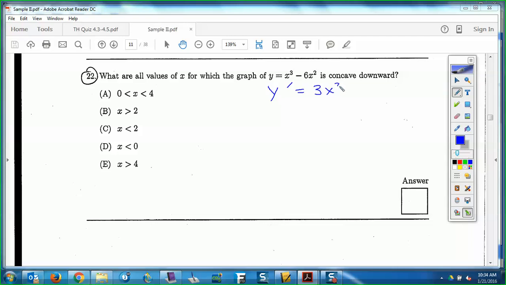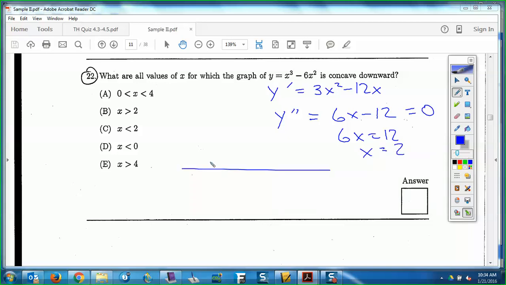So this is 3x squared minus 12x. Now we have done a lot of these for a while, so it takes a little getting used to in the practice, but when it comes to the actual test, we would want to be able to do well on this. So 6x equals 12, x equals 2.